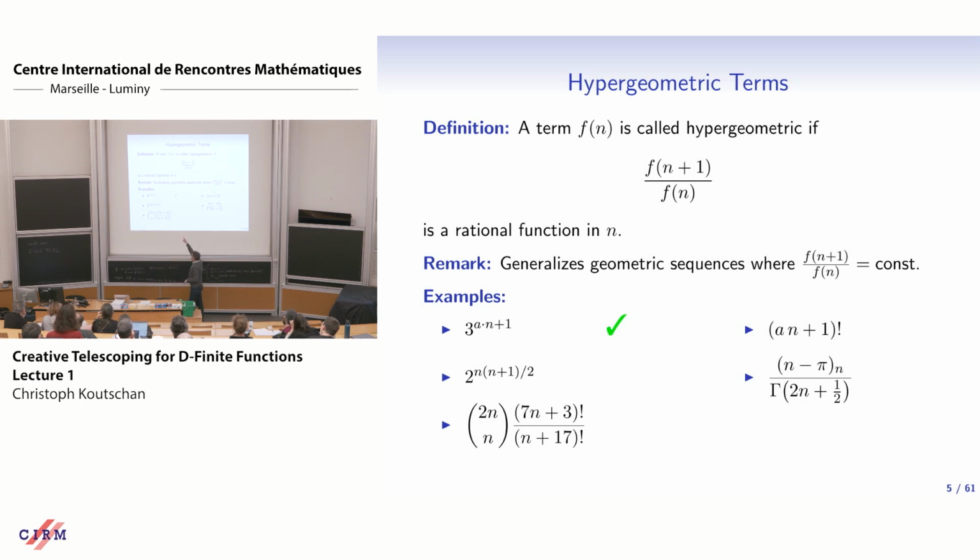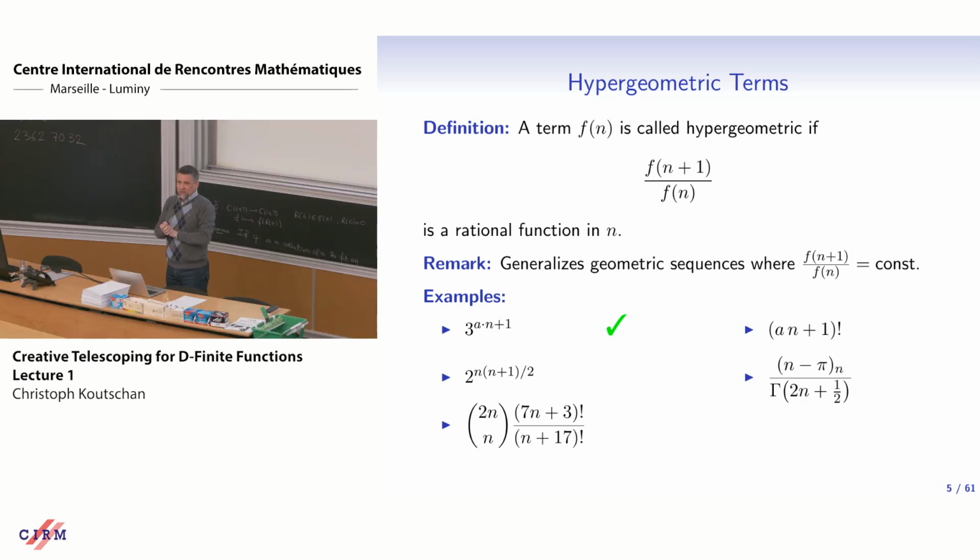So the first one. If you take the quotient, you get 3 to the a, and with respect to n, this is a constant. So in particular, it's a rational function in n. The second one has a quadratic term in n in the exponent. If we take the quotient, something like 2 to the n will be left, and this is not a rational function in n.